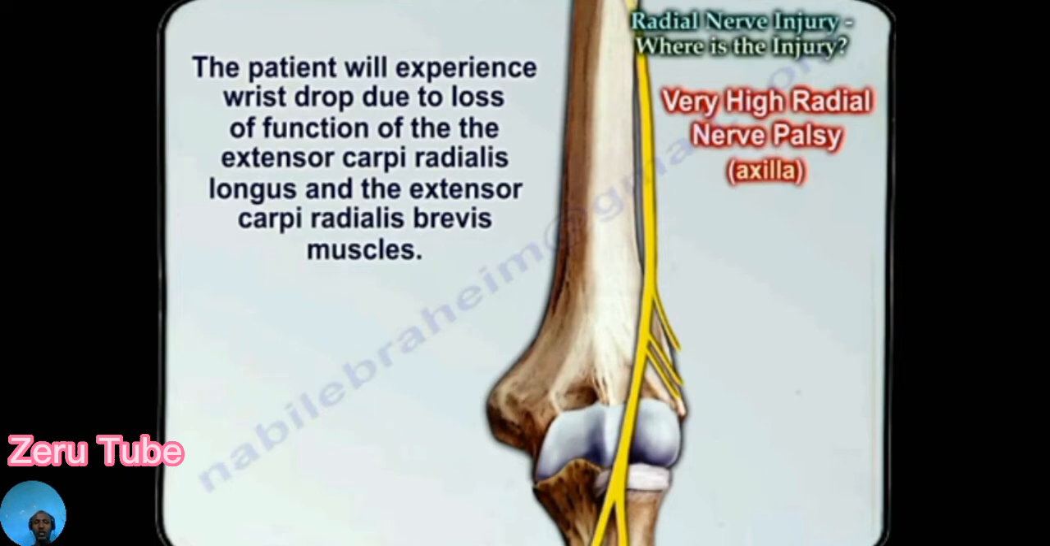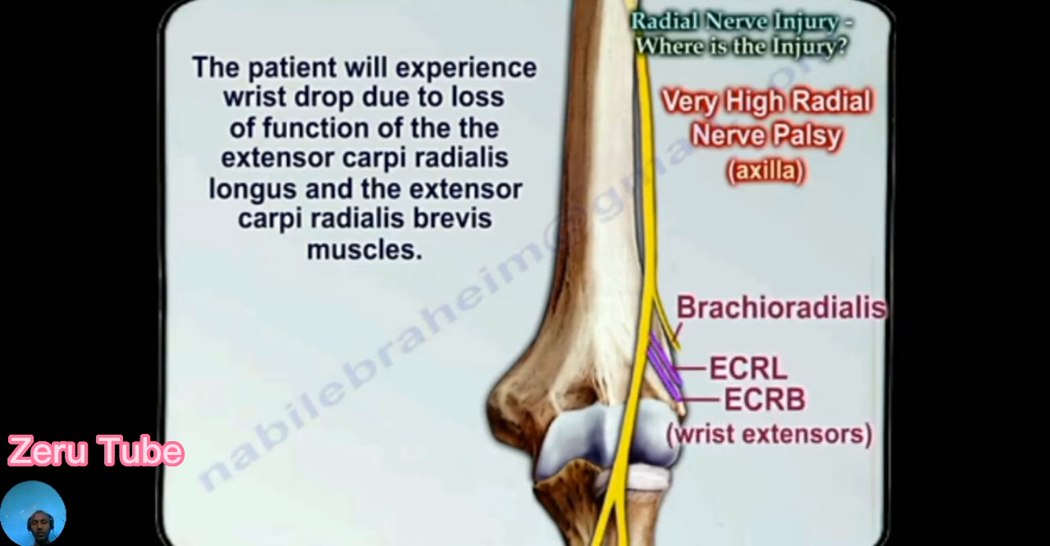At the distal parts of the humerus, there are branches of nerve that originate from the radial nerve and give off extensor carpi radialis longus and extensor carpi radialis brevis. As you can see, there is also a branch to the brachioradialis muscle. So those muscles can be paralyzed if there is an injury occurring at the axilla level, the middle parts of the humerus, or the distal parts of the humerus.